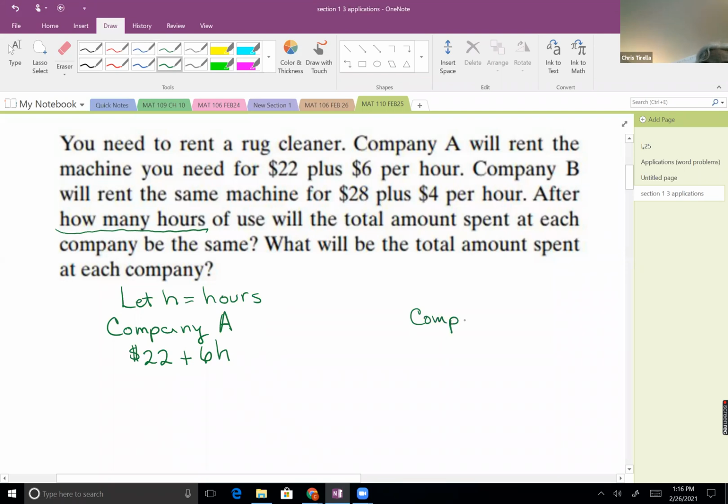Company B, what would their expression look like? Anybody there? What would the expression for company B look like? 22 plus 4H. 28. Thank you, though. 28 plus 4H. And we want to know when they'll be the same. Well, for them to be the same, wouldn't that be when those two expressions are equal?